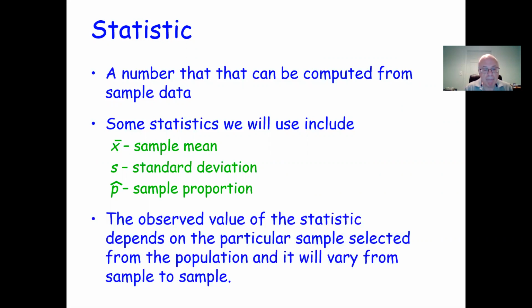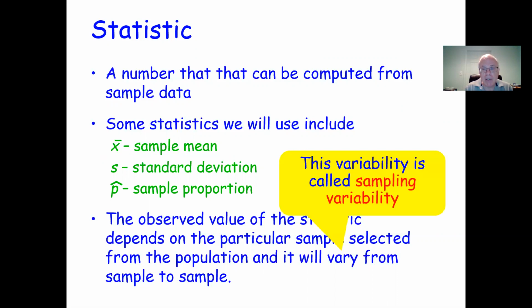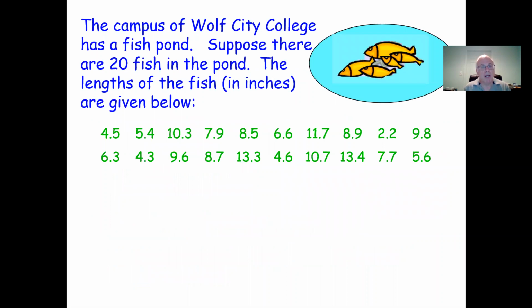Okay. So the observed value of the statistic depends on the particular sample selected from the population, and it will vary from sample to sample. And as I said a minute ago, that's called sampling variability. All right, so now we've looked at all of these definitions from different sources. Hopefully you know what I'm talking about now.